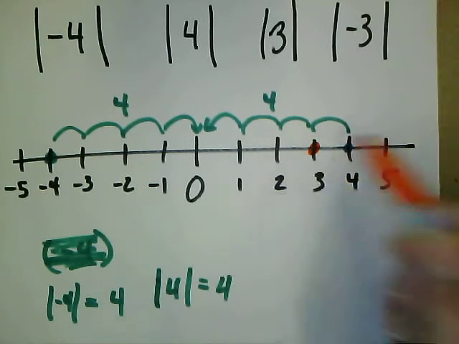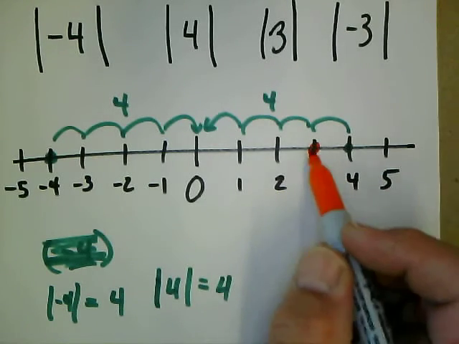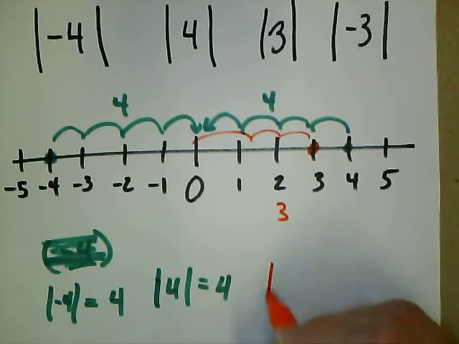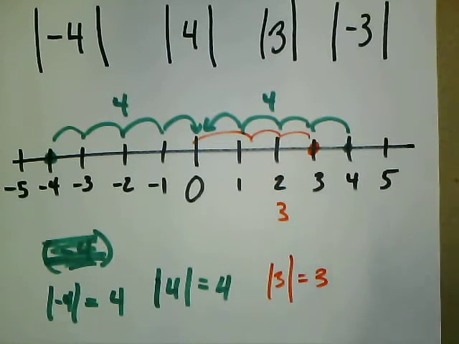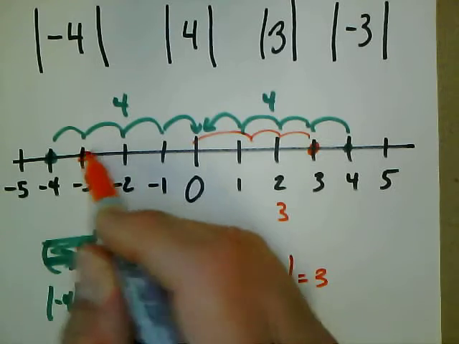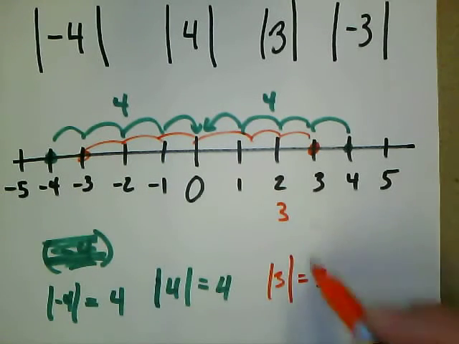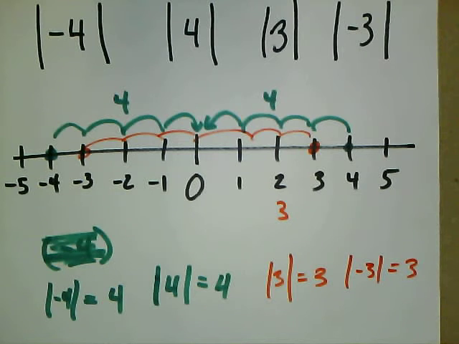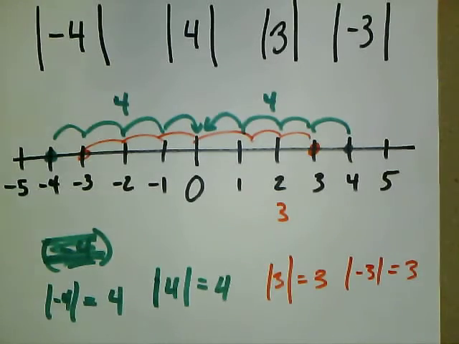All right, 3. If I look at 3, here's 3. The absolute value of 3 is 1, 2, 3 spaces away. So the absolute value of 3 is 3 spaces from 0. Negative 3, 1, 2, 3 spaces. So the absolute value of negative 3 is 3 because it's 3 spaces. It's not that it just becomes positive. That's not the answer. The answer is that that's how far the distance is from the number to the number 0. That's why we have absolute value.